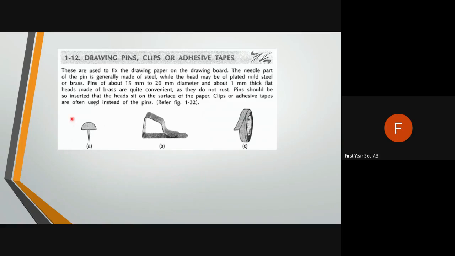Then these are the clips, pins, or adhesive tapes which are used to stick your drawing sheet to the drawing board. You can either use these pins, but if you use pins, then there might be a hole in the sheet. So instead of that, you can use these clips. You can easily clip the sheet to the drawing board. Instead of tape, this is the better one.